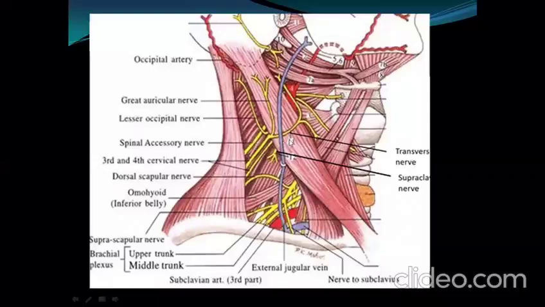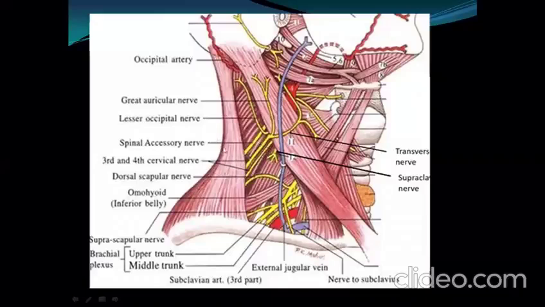It mainly gives motor branches to the sternocleidomastoid and the trapezius muscle. And this spinal accessory nerve divides the occipital triangle into an upper triangle and a lower triangle, because important structures are lying below this spinal accessory nerve. So this lower part of the occipital triangle is known as the carefree triangle.